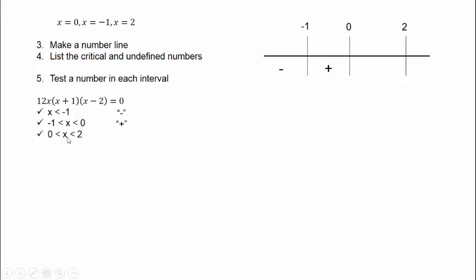Test a number between 0 and 2. I chose 1. That's positive. That's positive. That's still negative. So a positive times a negative results in overall a negative. And then our last interval is 2 to infinity. I chose the number 3. That's positive. That's positive. That's positive. And so that interval overall is positive.